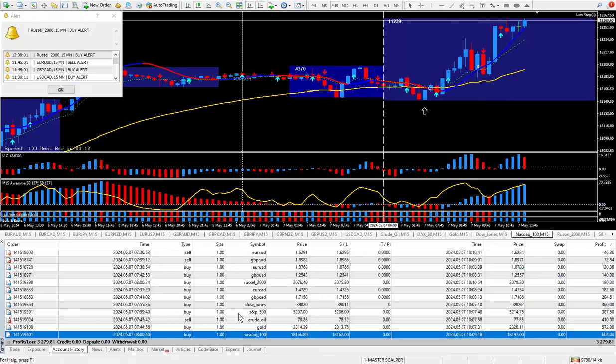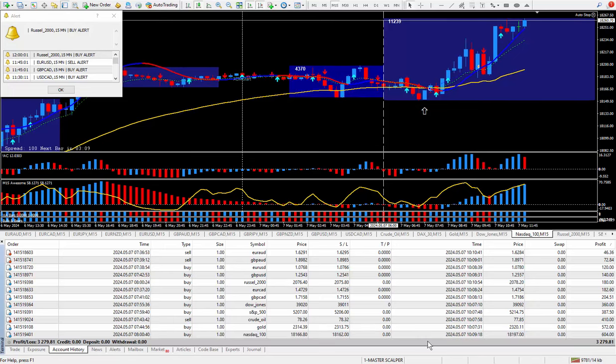So another great day of trading using my master scalper. I knew it was going to be over 200 pips and or ticks. Grand total came to 391 pips and ticks. And all of those pips and ticks paid out $3,279.